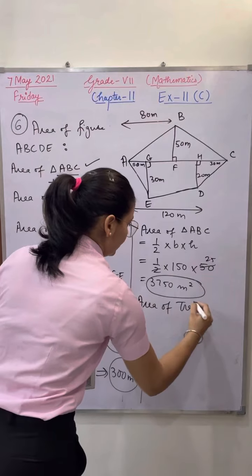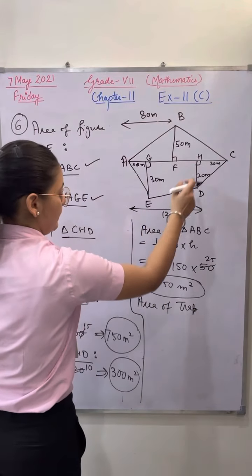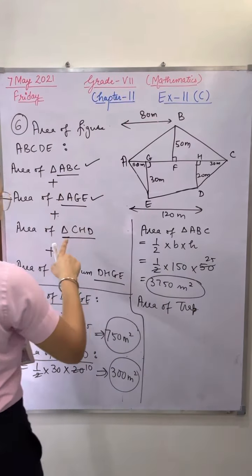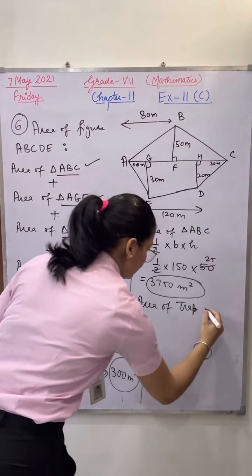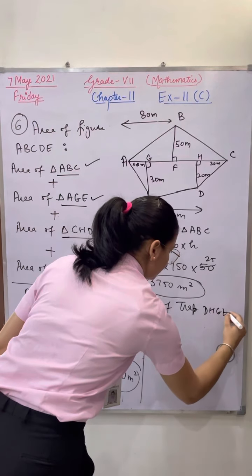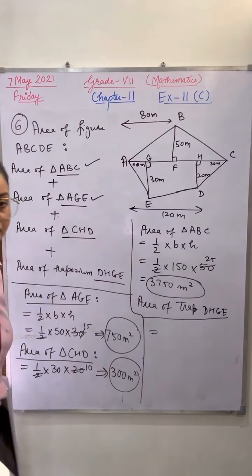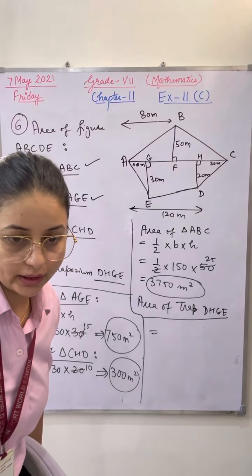Raise your hands, everyone. The area of this trapezium, okay, that is DHGE. Now tell me the area of this trapezium. Raise your hands quickly.